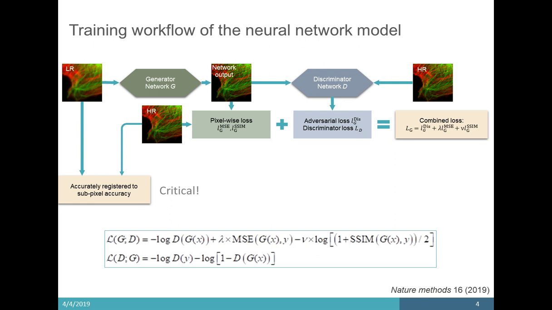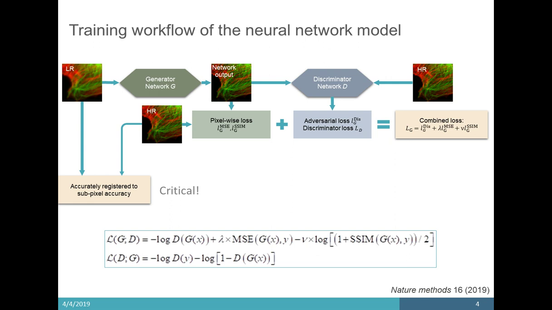So how do we train a neural network? First, we start with the generator network model. It takes a low-resolution image and enhances the resolution. We then compare this network-enhanced image against the high-resolution image acquired by another modality and calculate a pixel-wise loss. In this work, we used mean square error and structure similarity index. This is the first part of our network loss.